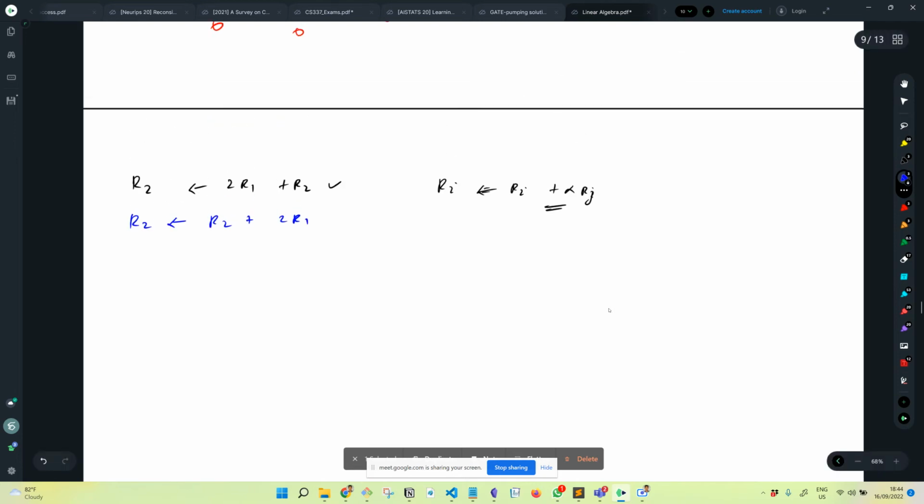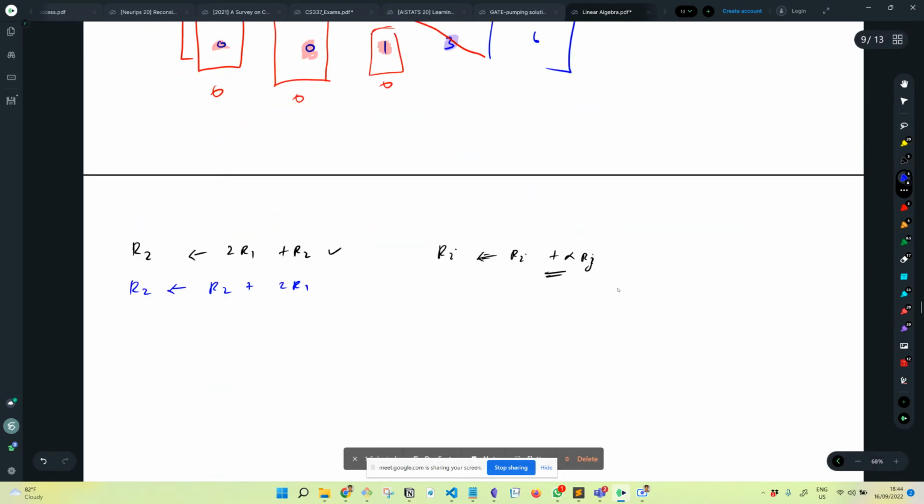right. R2 equals 2 times R1 plus R2, that's right. So this is correct, but I request you to stick to the notation in this format: Ri should be equal to Ri plus alpha times Rj. Let's always follow this notation. I'm repeating this only to make LU decomposition easy later. So your equation is perfectly correct, but I would like to rearrange it in this format: R2 equals R2 plus 2 times R1.